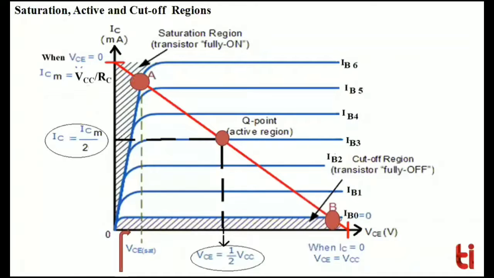And the corresponding voltage on the x-axis is defined by VCEQ or VCE, which is equal to VCC by 2. And the corresponding value of collector current on the y-axis is defined by ICQ or IC, which is equal to ICmax, the maximum value of collector current, divided by 2. And this maximum value of collector current is equal to VCC by RC whenever VCE is equal to 0.